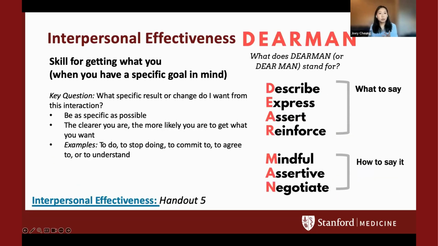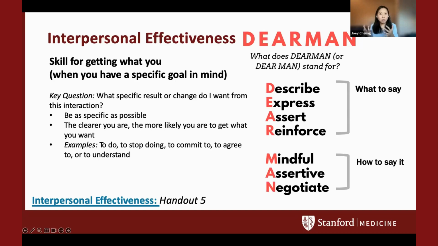When it comes to interpersonal effectiveness, there are different skills for different scenarios. One that I really like to use, and that I think is a helpful framework for a lot of folks to be more effective in asking for what they need or saying no to what they need to say no to, is called Dear Man. This is a skill really oriented towards getting you what you want, especially if you have a specific goal in mind.